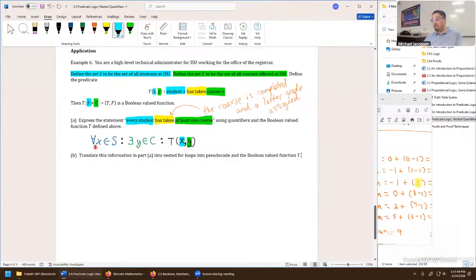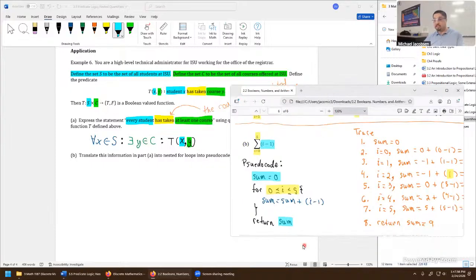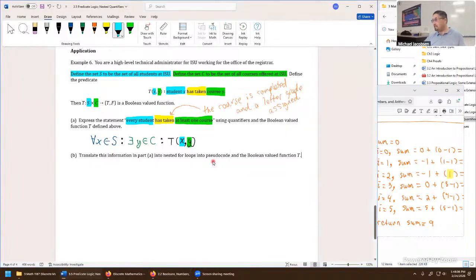So now we're going to do the same for the universal quantifier. But any questions with the refresher, what we mean by pseudocode in the first place? Okay, let's give this a try.